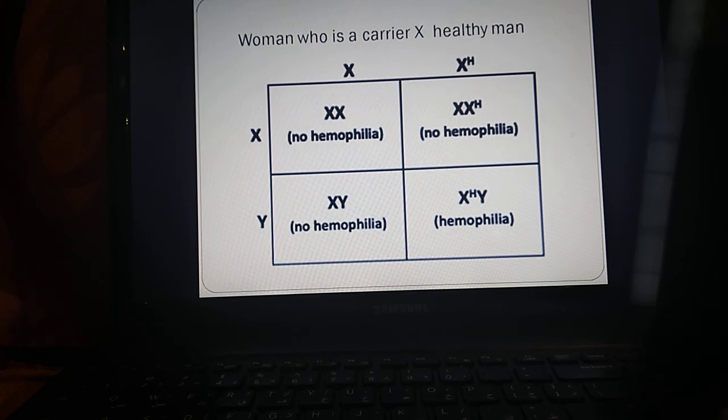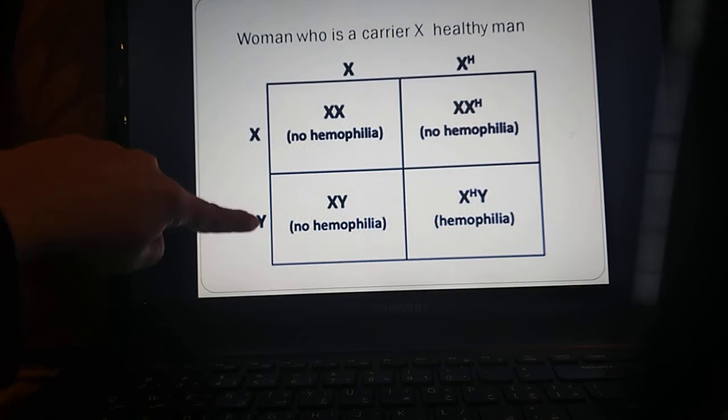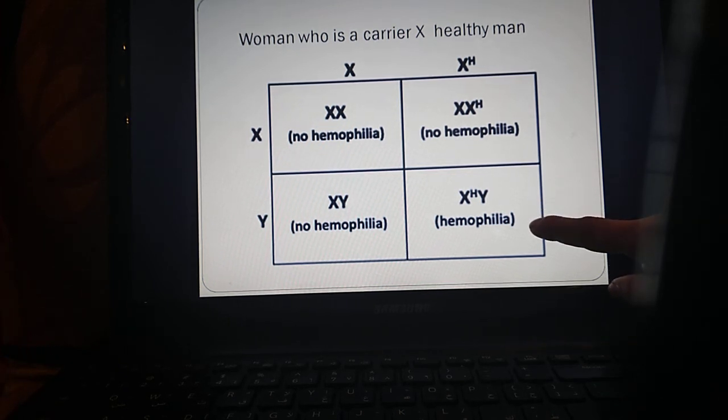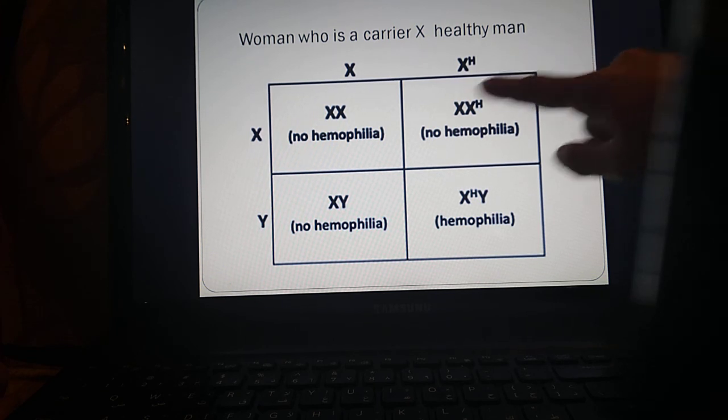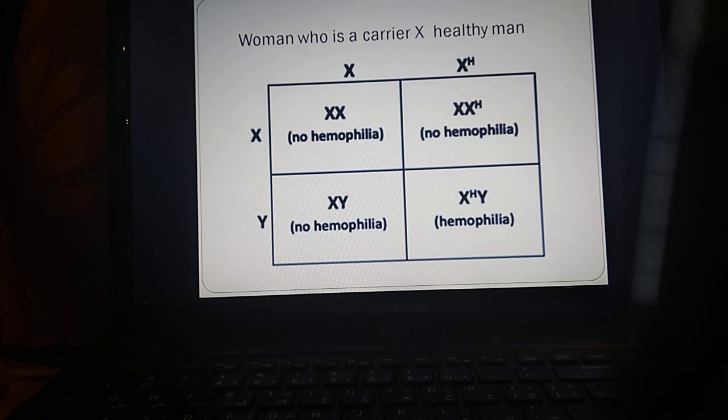Excellent. Now, what about the boys? Here on the bottom, we have the X versus the Y. We have XY, a perfectly healthy baby boy, no hemophilia. Now, on the other hand here, we have the XH versus the Y chromosome. This unlucky boy is hemophilic, the only hemophilic baby in this family.